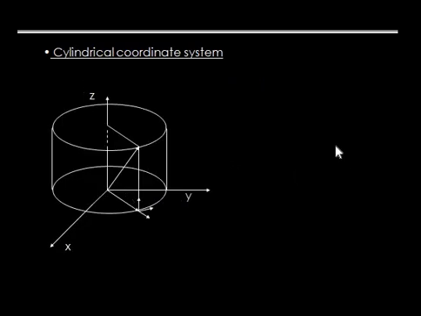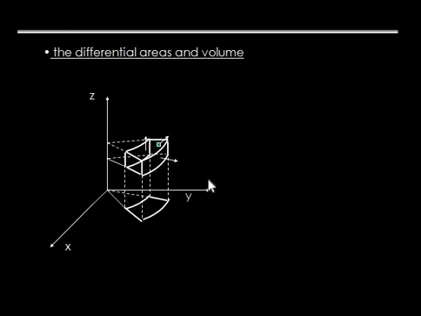In the cylindrical coordinate system, we represent the coordinate axes as r, phi and z. R is the radius of the cylinder, phi is the azimuthal angle with respect to the xy plane, and z is along the z direction. The differential areas and volume with respect to the cylindrical coordinate system are as shown in the figure.